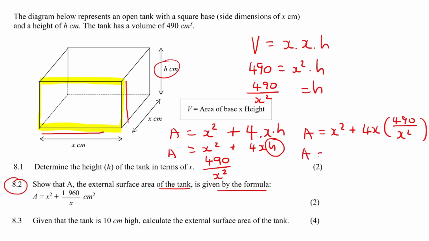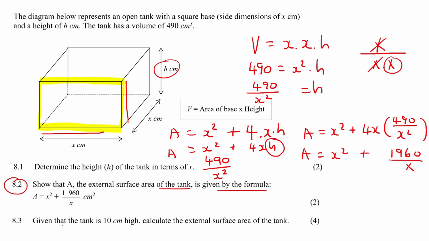And so now it's just a matter of simplifying a little bit. So 4 times 490 is going to give you 1960. Okay. And then we've got an x at the top and an x squared at the bottom. So obviously we're going to cancel out, so you're still going to have 1x left at the bottom. And so that is the expression that they wanted. So this is now the expression for area.